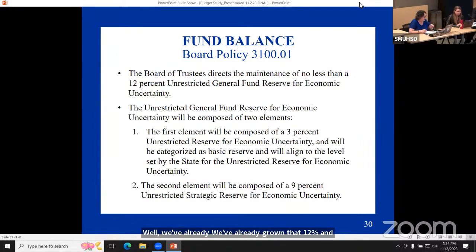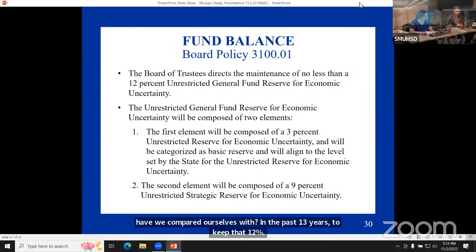My question is this policy was adopted July 15th, 2010, and the last review date was July 15th, 2010. So I was just wondering if the board ever reviewed this policy in the last 13 years and wanted to make changes. Probably not, because it hasn't been changed. And the third bullet point of the policy says the board intends to adjust its unrestricted general fund for economic uncertainty to align to a level comparable to other basic aid school districts. So I was wondering, who have we compared ourselves with in the past 13 years to keep that 12%?